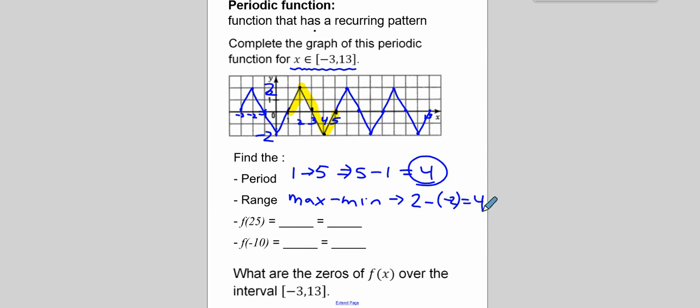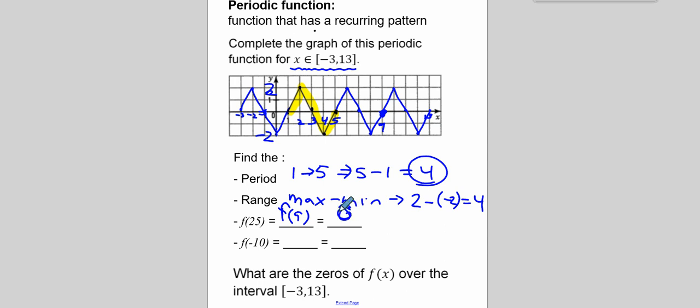f of 25 means that you have to find what the y value is when your x is 25. We don't see it on our graph, so you have to remove periods of 4. If you remove periods of 4, you're going to go down to 21, and then 17, and then 13, and then 9. So f of 25 is the same thing as f of 9. So we can go on our graph 5, 6, 7, 8, 9. At 9 here, you can see the y value is 0. So that would be equal to 0.